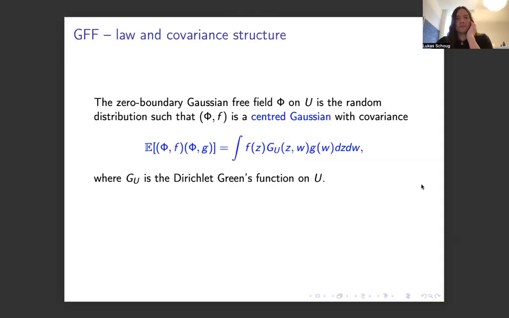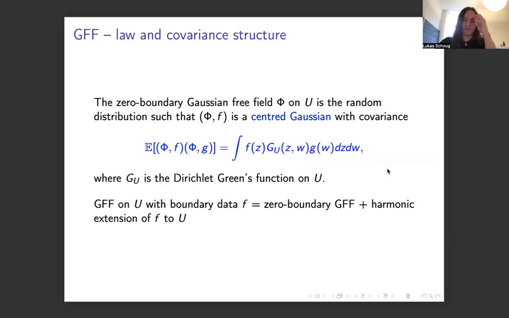And more precisely, the zero boundary GFF on a domain U is just the random distribution such that if you test this against a function f, then it's a centered Gaussian, and it has this covariance structure here. If you look at phi tested against f and phi tested against g, then their covariance is given by the integral of f and g against the Dirichlet Green's function. And if you want a GFF with a particular boundary data f, then you just add a harmonic function with said boundary data to it.